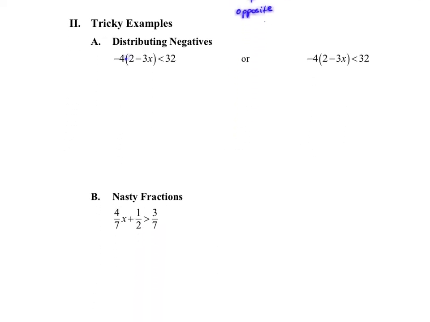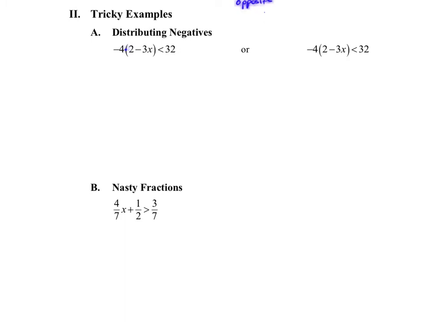I have this first problem in here twice because there are two different ways to do it. The first way, which is probably more common in middle school or lower high school classes, is to use the distributive property. So I have a negative 4 times a positive 2, which gives me negative 8. Then I have negative 4 times a negative 3x. Negative 4 times negative 3 is positive 12x. Then I have my x less than 32.